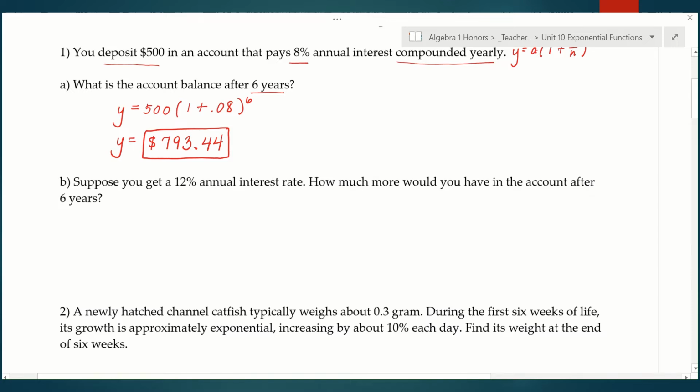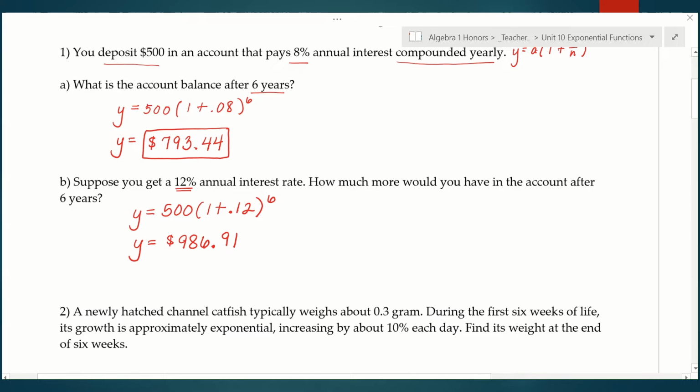All right, so what's going to change? The only thing that's changing is that my interest rate is 12%. Okay, so if I go back to my formula, I'm still putting in $500, but now I'm going to do 0.12 for 12%, and still after 6 years. So if we type all that in, 500 times 1.12 to the 6th power gives me $986.91.